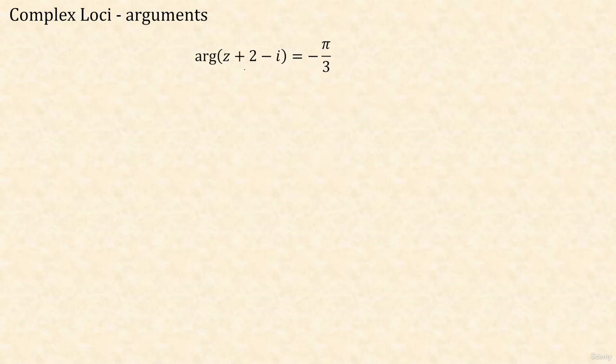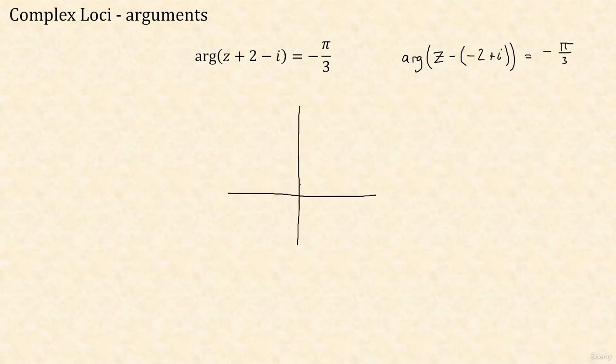How about this then? Arg of z plus 2 minus i equals minus pi over 3. So we do what we did in previous ones with circles and lines, and we say that's z minus, and it's minus 2 plus i. So that's where we're measuring from, and it's got to equal minus pi over 3. So we give ourselves an argand diagram. We measure from the point minus 2 plus i, and then we want an argument of minus pi over 3.